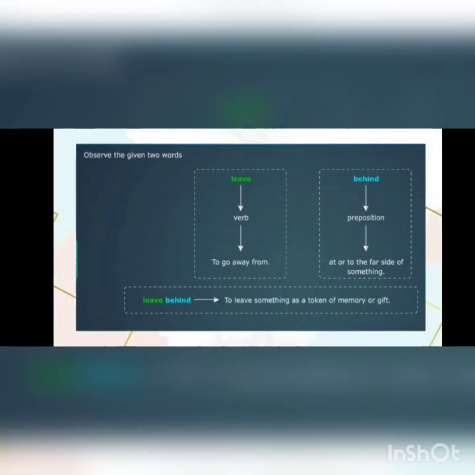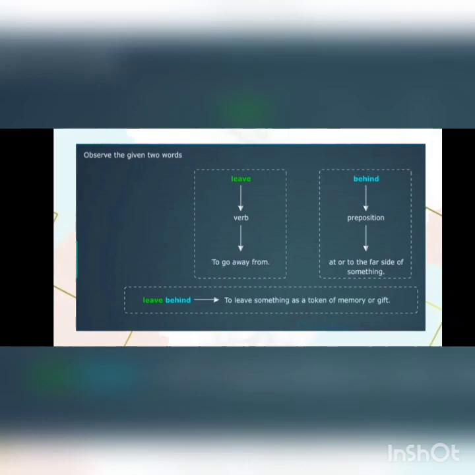Observe the given two words, students. Leave behind. Leave is a verb which means go away from, and behind is a preposition. It means at or to the far side of something. Leave behind means to leave something as a token of memory or a gift. For example, my grandfather had left behind 100 crores property. Students, such words which are formed by the combination of a verb and one or two particles or prepositions are called phrasal verbs.